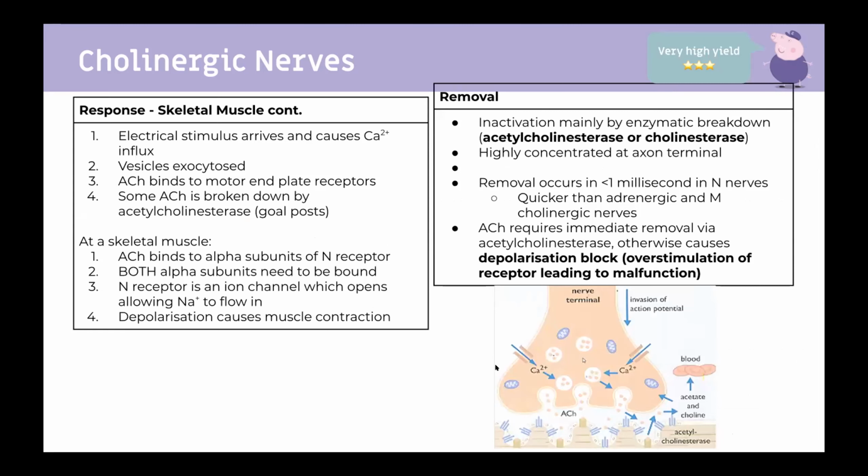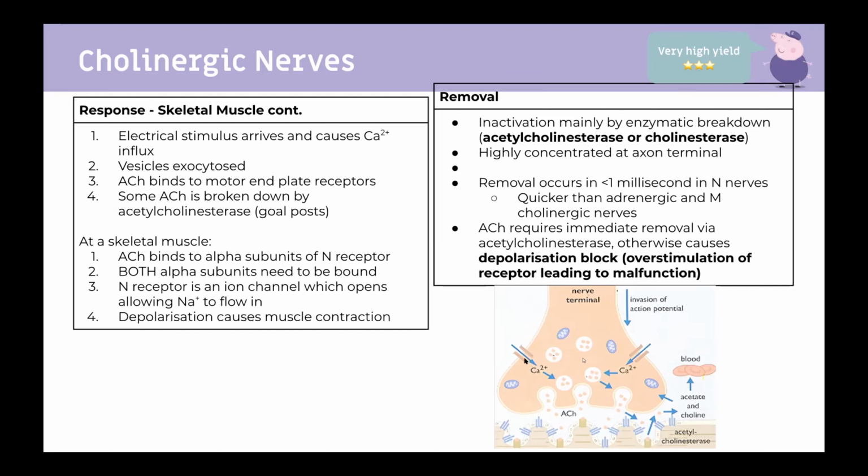All right, so this response phase for cholinergic nerves is pretty important. Just make sure that you remember this process because it will be tested. With your cholinergic nerves, you're going to have electrical stimulus arrives. Basically, your action potential will arrive at your nerve terminal, and then that's going to cause an influx of calcium ions. So you can see that there's calcium ions coming into the cell, okay?